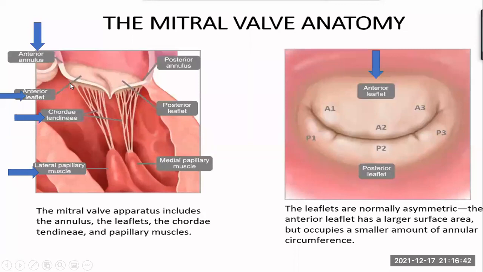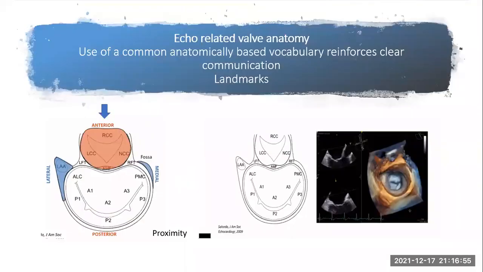Then we have also the anterior annulus, the posterior annulus, the chordae tendineae, and the papillary muscles, the lateral papillary muscle and the medial papillary muscle. Some echo landmarks, as you see here: the mitral valve, the anterior leaflet, the aorta, which is proximal to the anterior leaflet, and laterally we have the left atrial appendage.